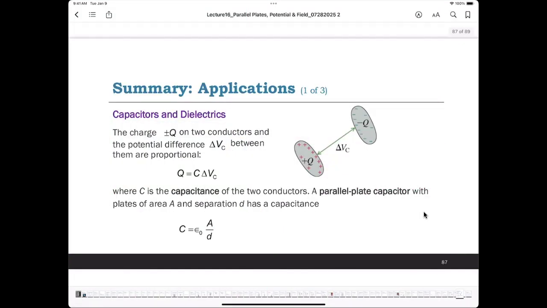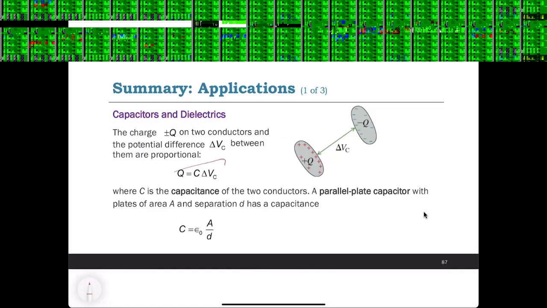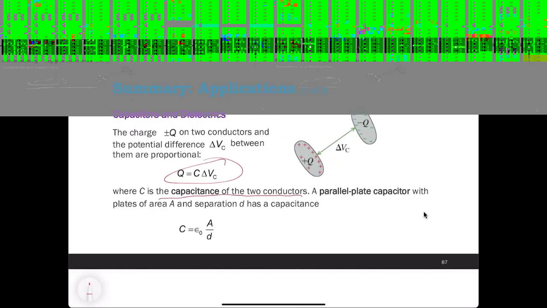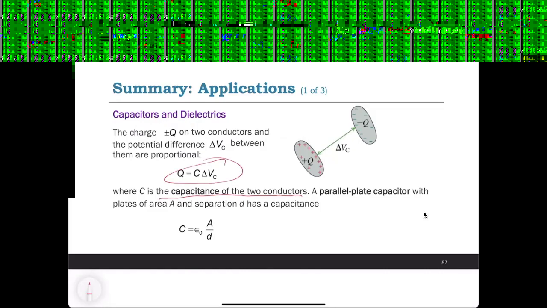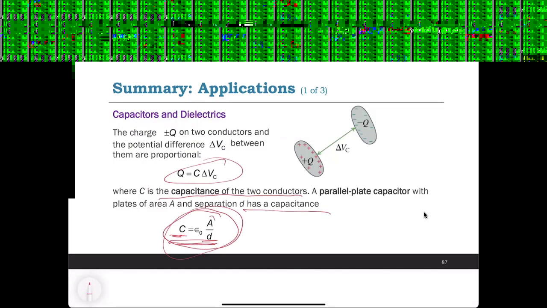We also talked about capacitors and dielectrics. The charge, positive and negative Q on two conductors, and the potential difference between them are proportional. This is the equation we talked about today, where C is the capacitance of the two conductors. A parallel plate capacitor with plates of area A and separation d has a capacitance given by this equation, which means the capacitance only depends on the area and the distance. This is a constant.